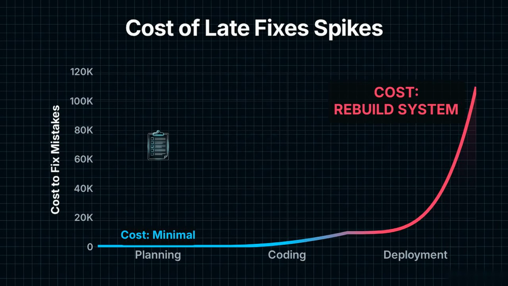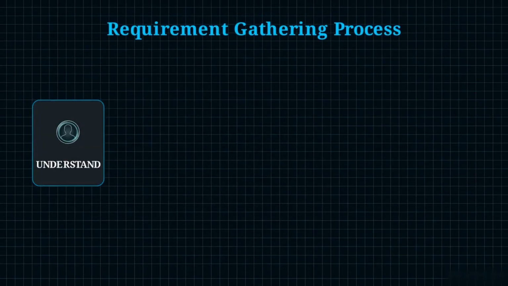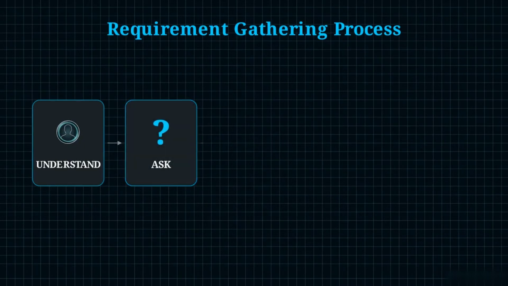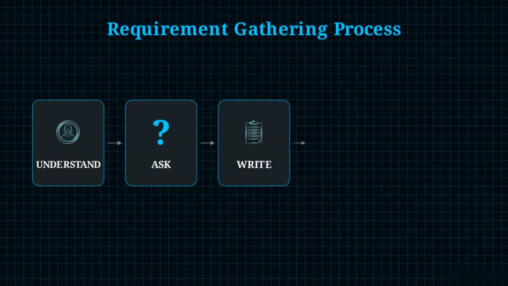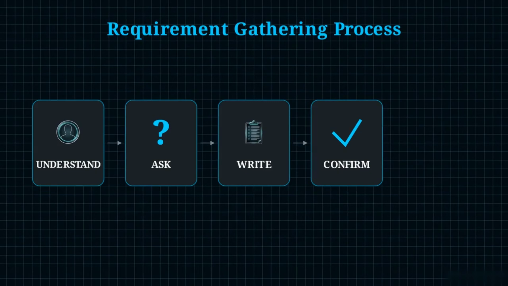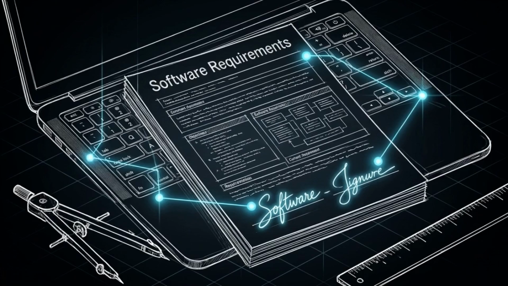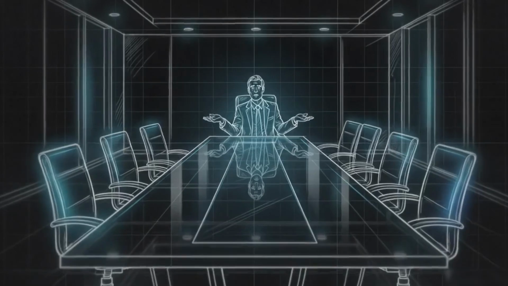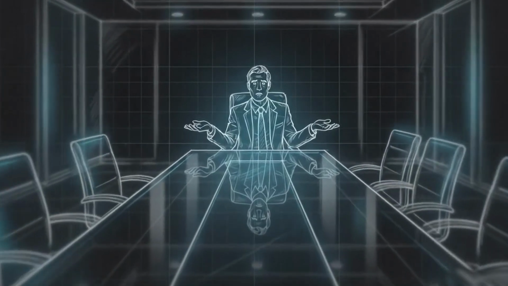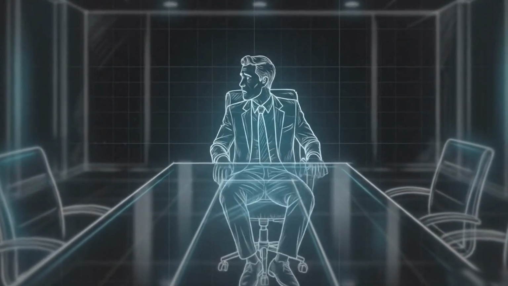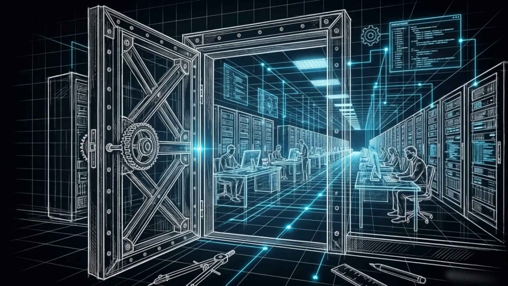To avoid this, professional engineers follow a clear process. They understand the business, ask deep questions, write everything down, and then get the customer to confirm it's correct. Only once those requirements are confirmed do they start the actual design and coding. But how do you get a client to tell you what they need when they might not even know themselves? That's where the art of requirement gathering comes in, and we'll cover that in the next video.